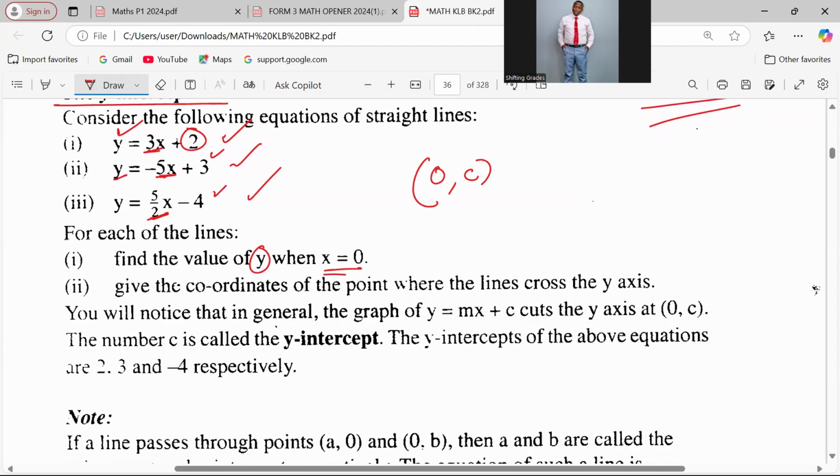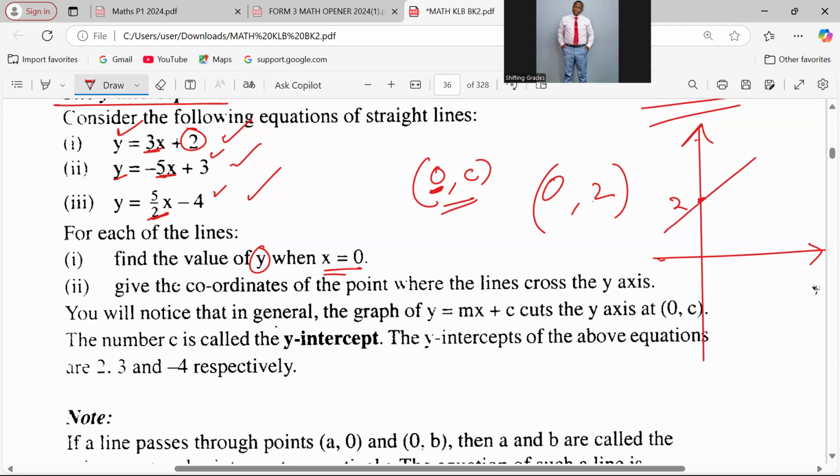For this particular line, it means this is the point where the line cuts the y-axis, because x is 0 on the y-axis. So if we talk of (0, 2), for example, which point is that? Along the Cartesian plane, on the y-axis, it means the line passes through point 2, and that is the y-intercept of the line.